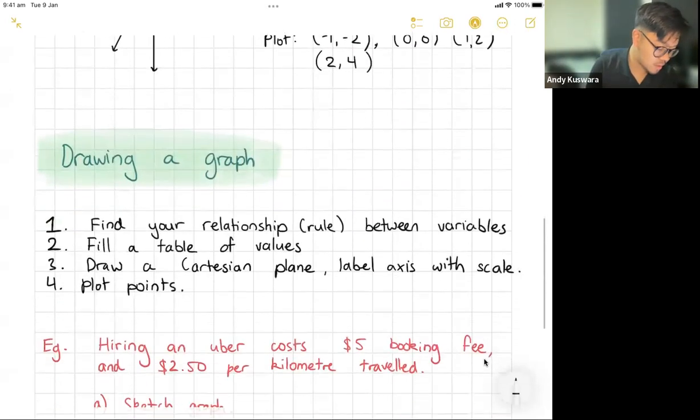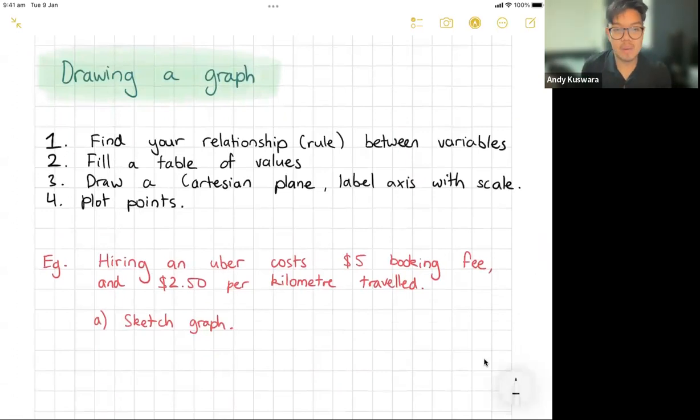Now, let's talk about drawing a graph. I'm going to give you a couple of basic principles or rules to follow to help make your life a little bit easier.